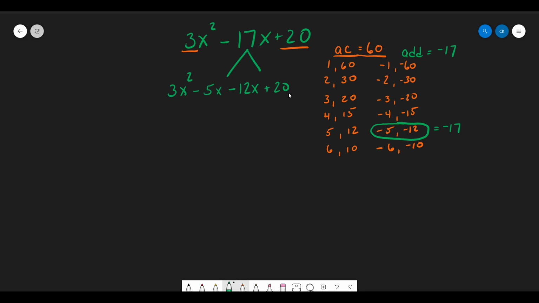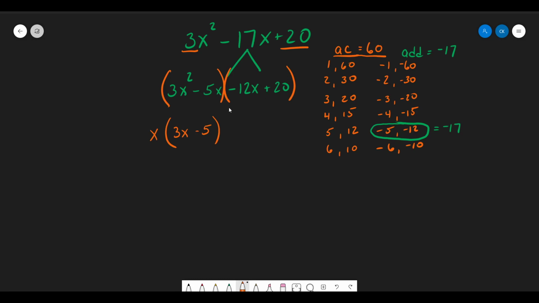So again, I'm going to factor by grouping. Group the first two terms. Group the second two terms. In the first group, I look and I say, okay, the only GCF here is x. What's left is going to be 3x minus 5.